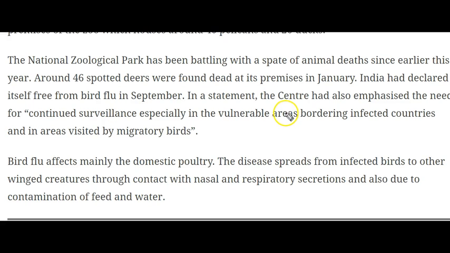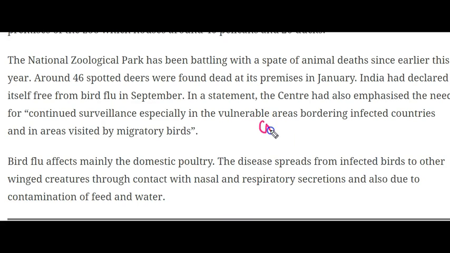Even though we have been declared free from bird flu in September 2016, we need to keep continued surveillance, especially in the vulnerable areas bordering the infected countries and in areas which are frequently visited by migratory birds. So, how does avian influenza spread? It spreads from the infected bird to another bird via air, especially through nasal and respiratory secretions.